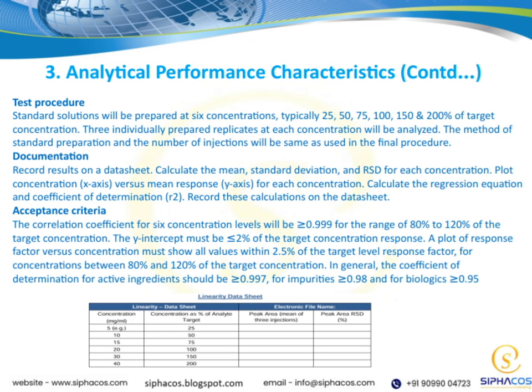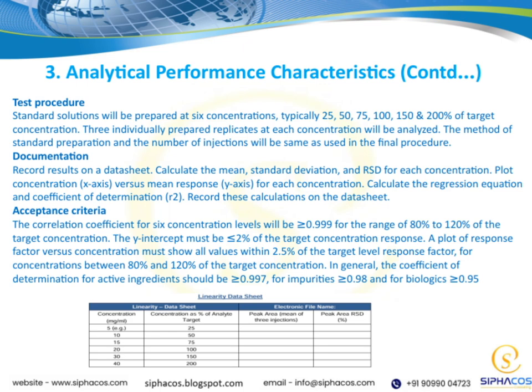The y-intercept of our regression line must be less than or equal to 2% of the target concentration response. Additionally, if we plot the response factor versus concentration, all the values should fall within 2.5% of the target response factor within the 80 to 120% range. This ensures the method's accuracy and linearity.